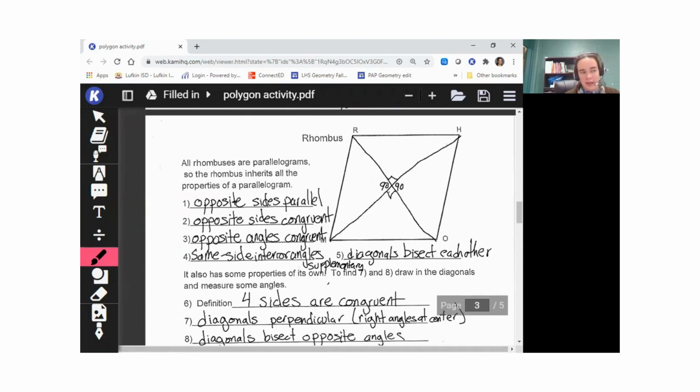So we already knew that our opposite angles were congruent. So the angle MRH would be congruent to angle HOM. And because the diagonal bisects those 2 angles, you'd have angle HRO, angle ORM, angle MOR, and angle ROH. So this angle, this angle, this angle, and this angle would all be congruent. The same thing would happen on your other set of diagonals. So you'd have another 4 angles that were congruent.